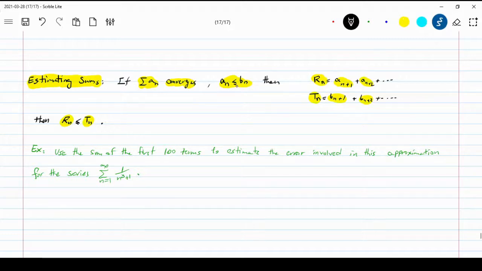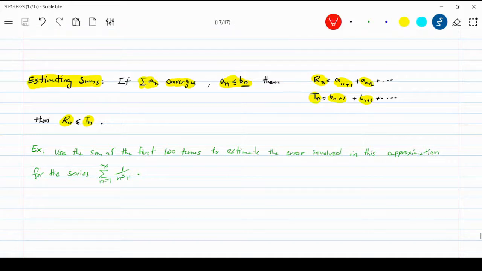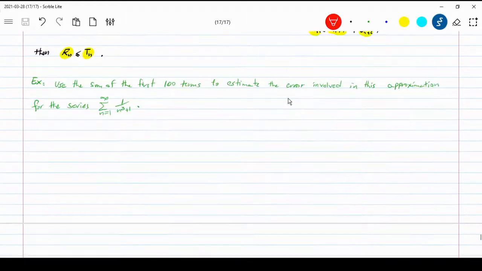So if we can find a simpler series for b_n, then we can say the error is also less than the tail of the other. This is useful when you don't really want to calculate the complicated integrals, because if you remember, to calculate this estimate of the error, we had to calculate an integral.